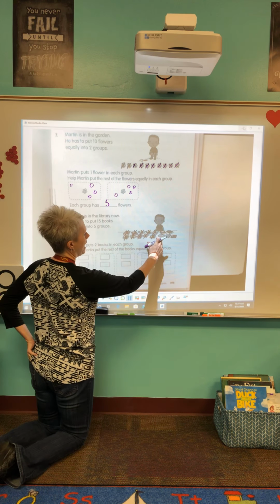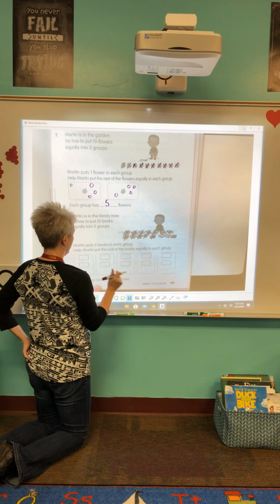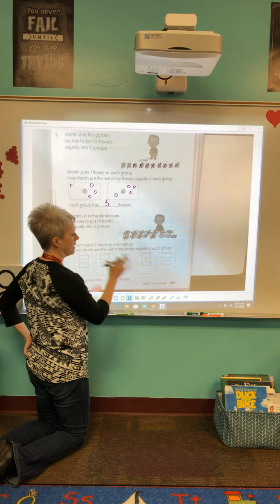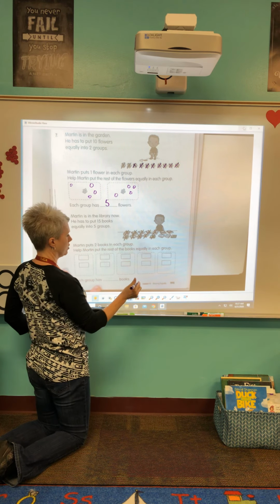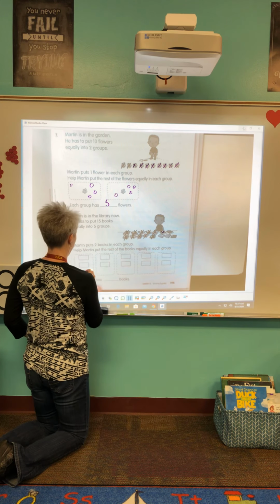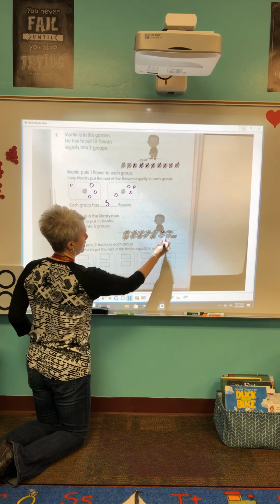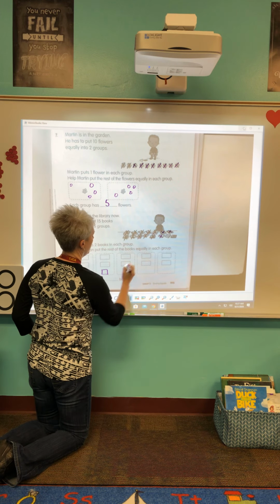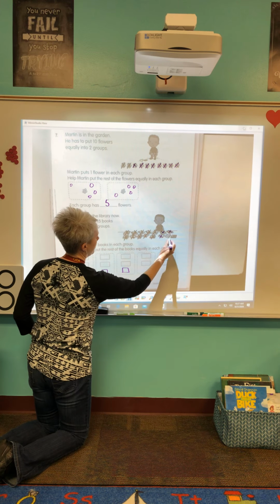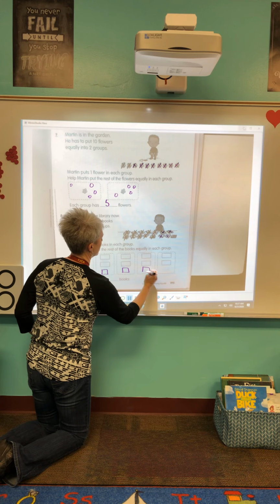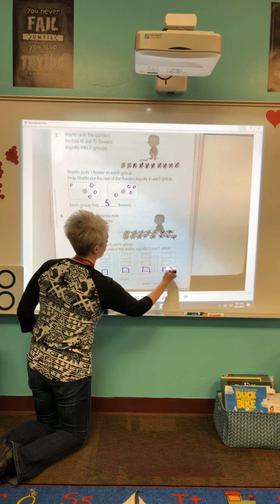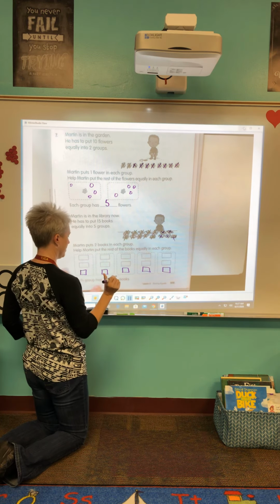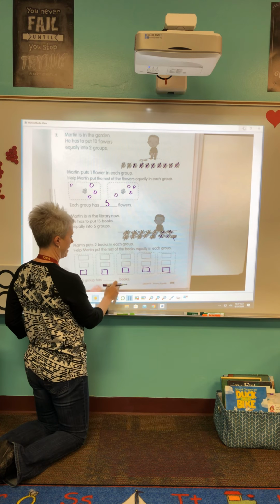Okay, so we have these books left, and we want to put them equally into each group. So we'll start with this one, and we'll put it right here. Then this one, and we'll put it here. We're just going to put 1 book in each group till we run out. Alright, we're out of books. Each group has blank books.